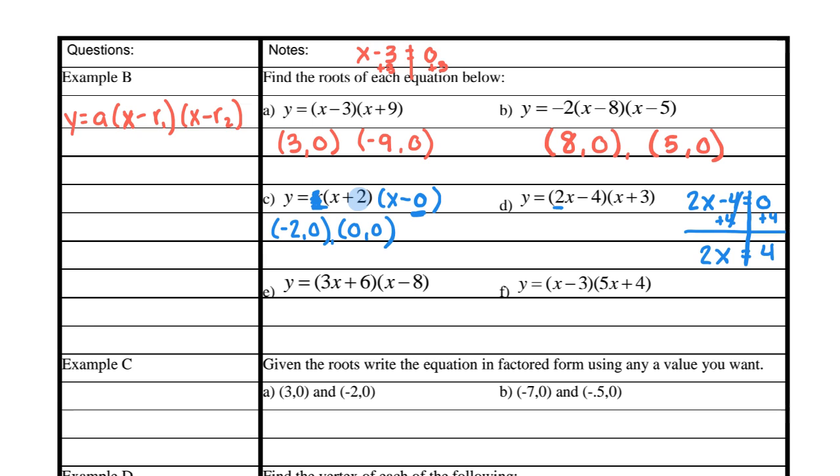Adding 4 to both sides, we have 2x equals 4, and dividing by 2, we get our x value to equal 2. So one of our roots is at 2, 0, and the other root, this other set of parentheses, is just a normal x plus 3, which would make that a negative 3, 0. Parts E and F are both very similar to part D, so I recommend pausing this video and trying those two on your own. Once you solve that first one by setting it equal to 0, you should get negative 2, 0, and then 8, 0. And part F, you should have 3, 0, and negative 4/5, 0.